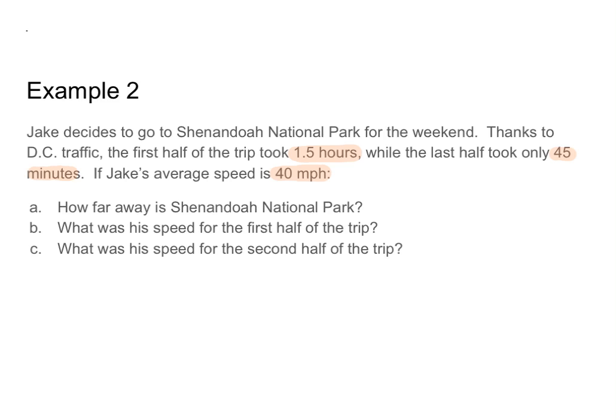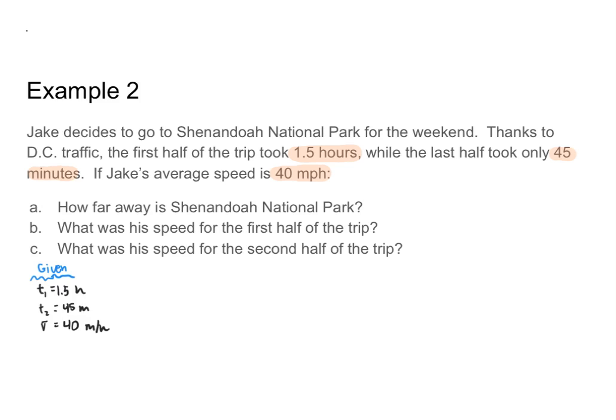So let's start with part A. How far away is Shenandoah National Park? Let's go ahead and list out our givens under the G. In fact, I'm going to actually write out given for y'all. So I know that the first half of the trip took 1.5 hours. So T1 is 1.5 hours. And I know the last half took 45 minutes. So T2 equals 45 minutes. His average speed, so V bar, is 40 miles per hour.